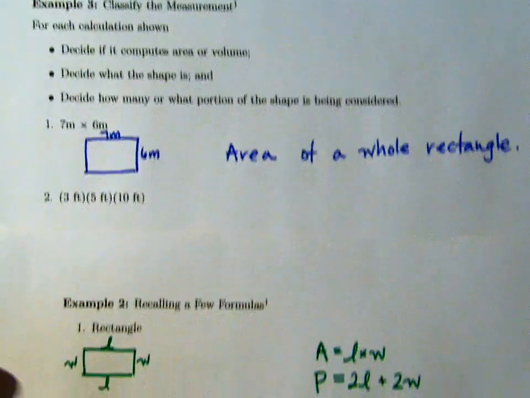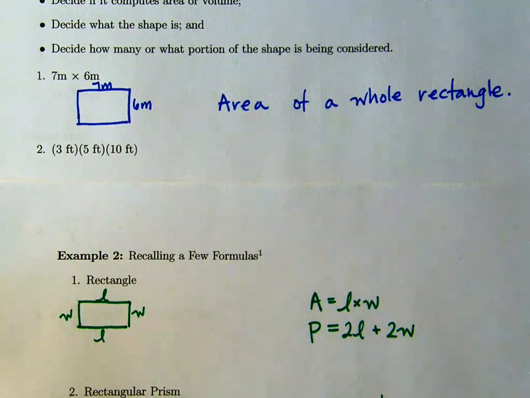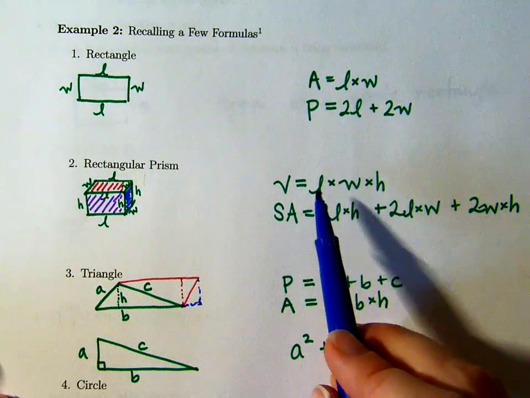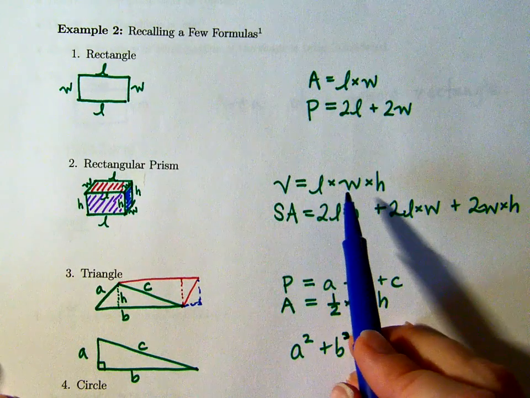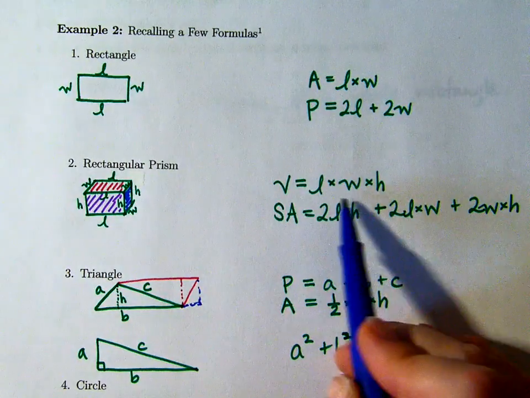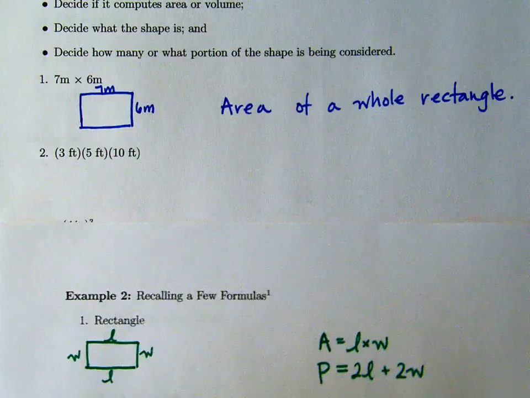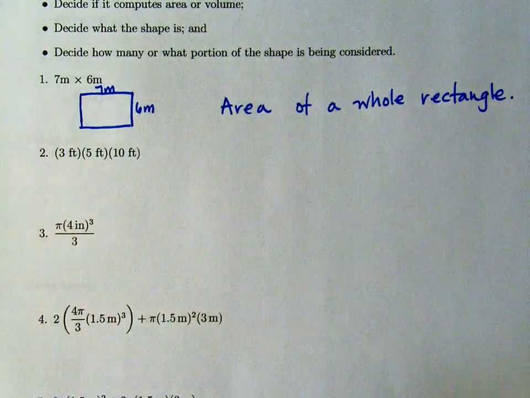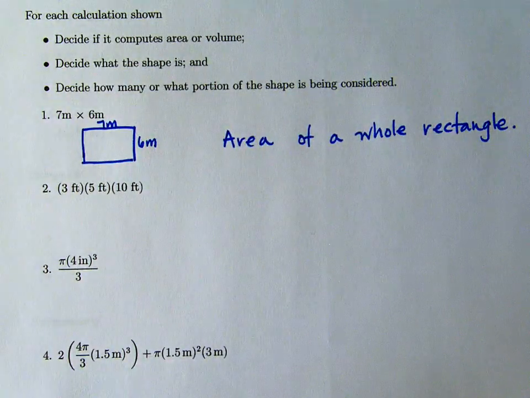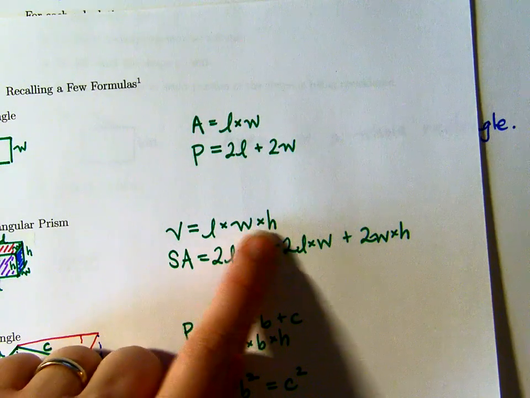Okay, and now I see 3 feet by 5 feet by 10 feet, and that looks a lot like this. 3 feet by, what did it say? 5 feet by 10 feet, length, width, height. So I'm thinking it's a rectangular prism. Okay, so let's jot that down. Decide if it's computing volume or area. Volume, length, width, height.